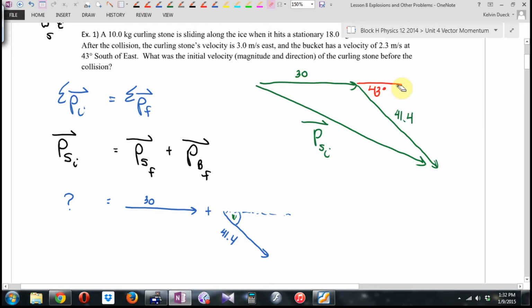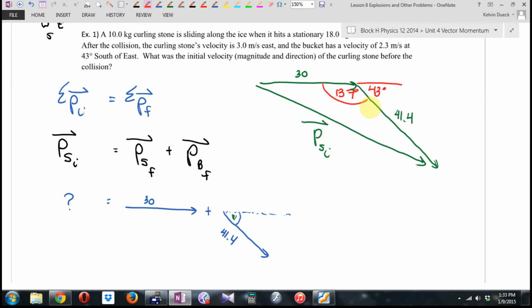What kind of an angle is that? 180. So if this is 43, it's got to be 137. I think, double check my math, but I'm pretty sure that's right. Okay. And now, hopefully, we're starting to get into repetitive territory.